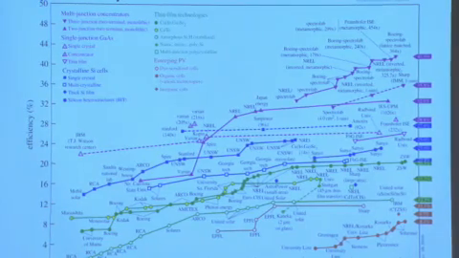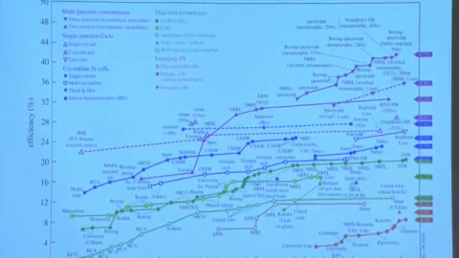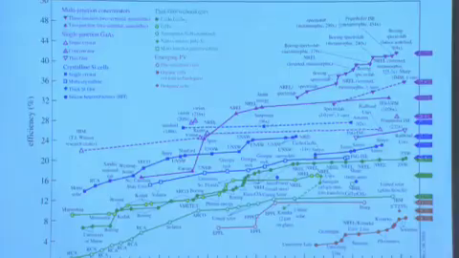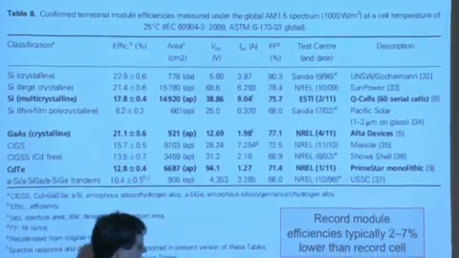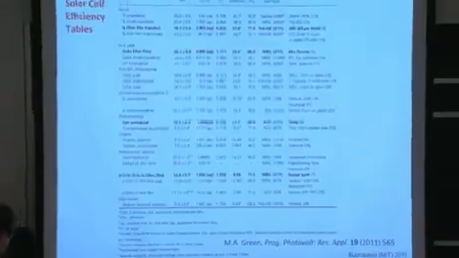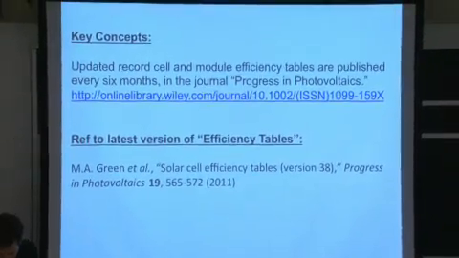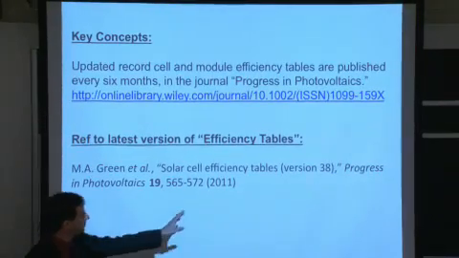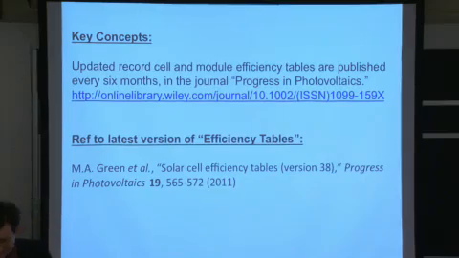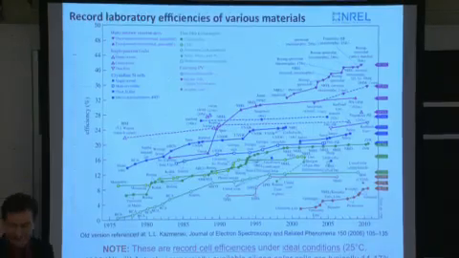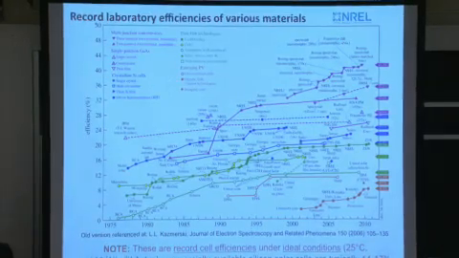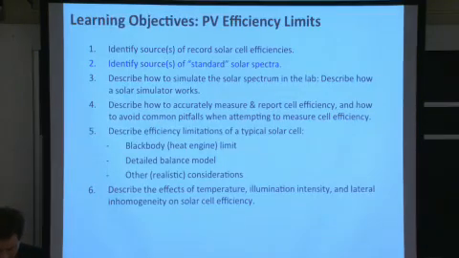But nevertheless, it captures the record efficiencies versus time the same way that you too could do if you went to the Martin Green records. And I believe we're at, what was it, number 39 now? 38. We're at version 38. And if you went back in time to all of the different tables and tabulated the results versus time, you would get a plot that looked very similar to this for each technology.